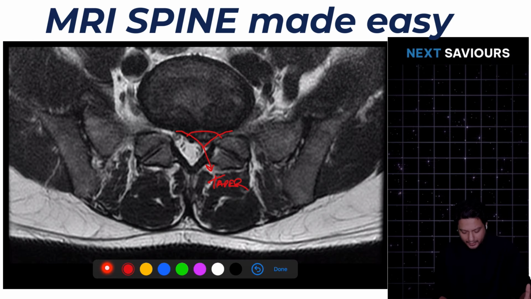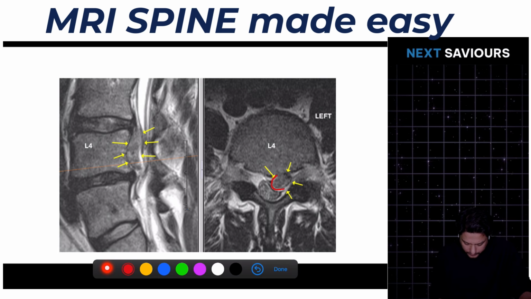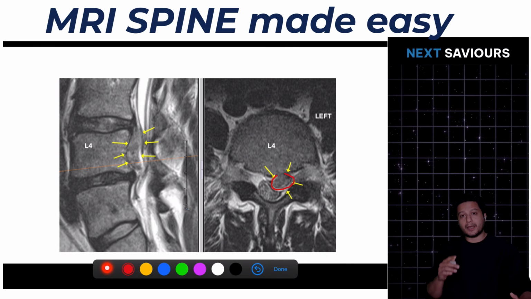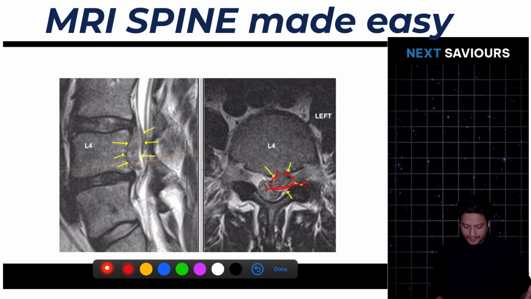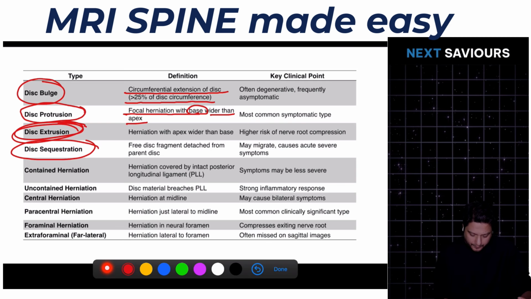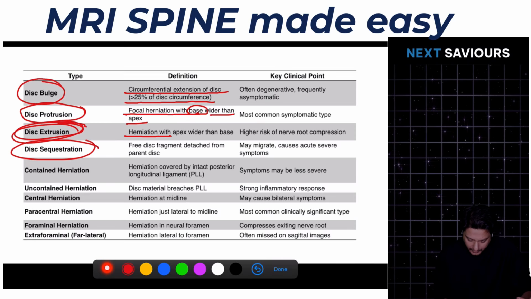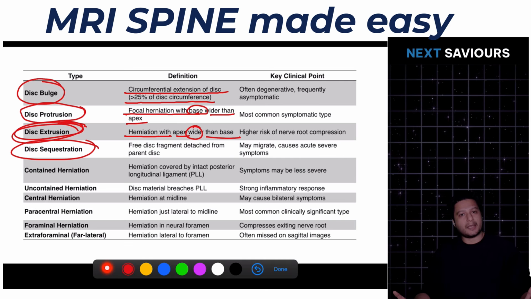Then if you look at another MRI, or another condition, here there is also a herniation of the disc, but in this case the apex is relatively wider in comparison to the base. And this is known as extrusion of the disc. If you look at the definition of extrusion, herniation of the disc with apex wider than the base would be called disc extrusion.